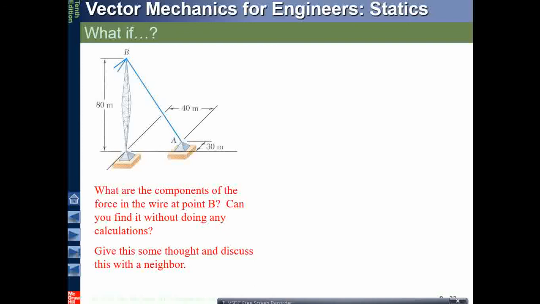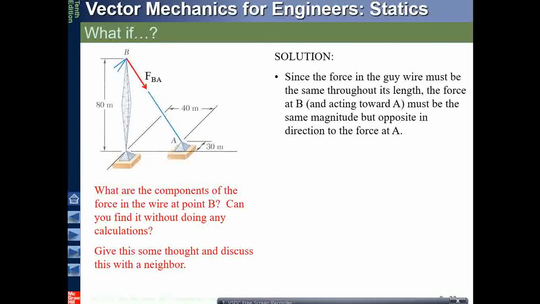This is something, if I have changed something in this problem. So what are the components of the force in the wire at point B? What are the components of the force in the wire at point B? Can you find it without doing any calculations? So from B, since the force in the guy wire must be the same throughout its length, the force at B must be the same magnitude but opposite in direction to the force at A.